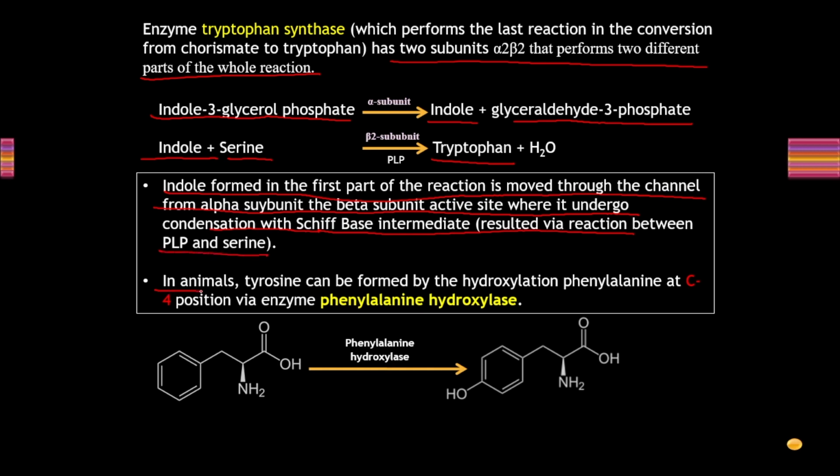In animals, the tyrosine can be formed by the hydroxylation of phenylalanine at the C4 position by the enzyme called phenylalanine hydroxylase. So the tyrosine is formed when the phenylalanine gets hydroxylated, and the enzyme that catalyzes this is called phenylalanine hydroxylase.